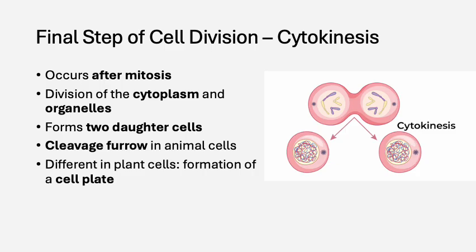Cytokinesis is the physical division of the cell that follows mitosis. During this process, the cytoplasm and organelles are separated to form two distinct daughter cells. In animal cells, this occurs through the formation of a cleavage furrow that pinches the cell into two. After mitosis divides the nucleus, cytokinesis is what truly completes cell division and allows the two new cells to function independently.